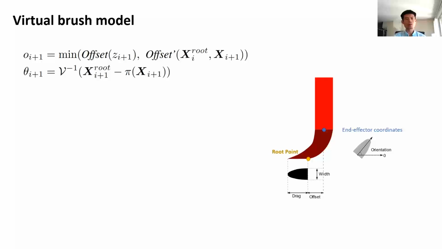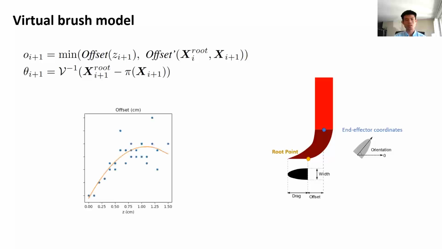And so now we are able to update both the root point position and the offset parameter. We can uniquely solve for the orientation parameters from the definition formulas of the root point. Finally, the maximum possible offset is also measured from the watermark experiments that we use to derive the updating formulas for the width and drag functions.